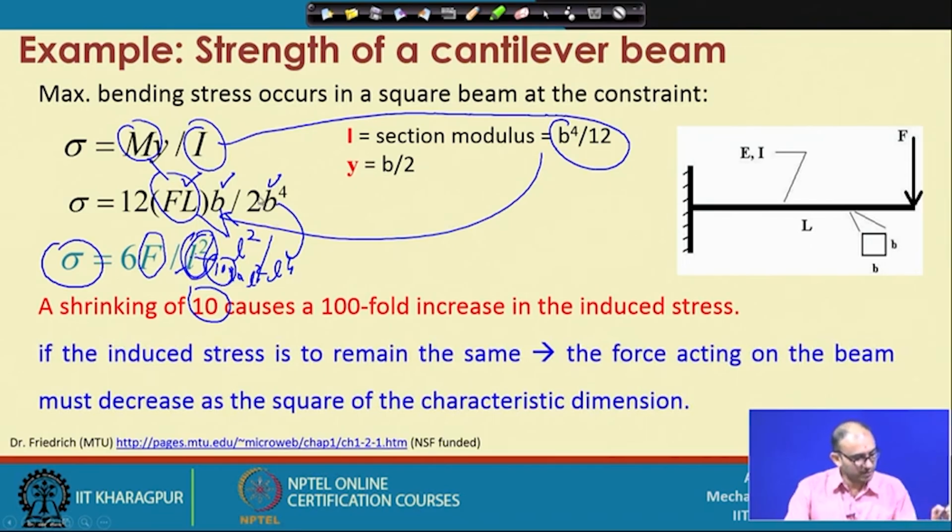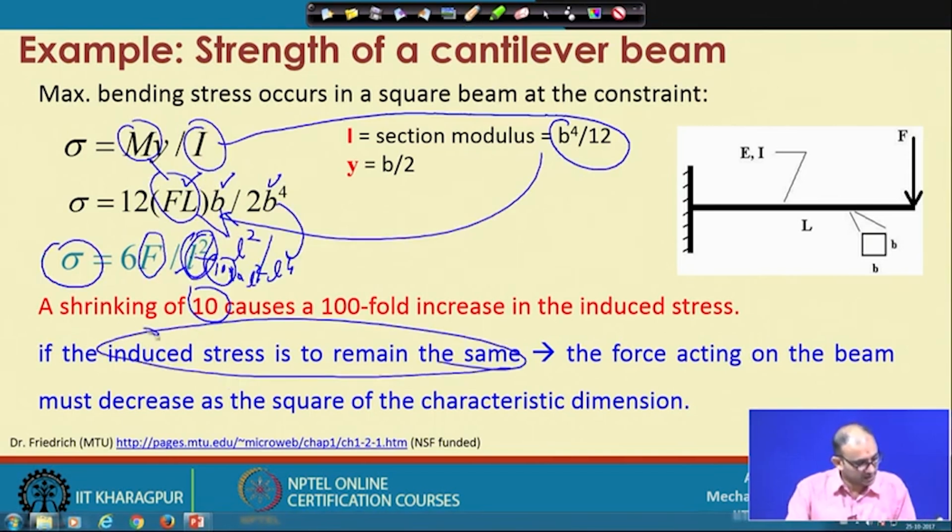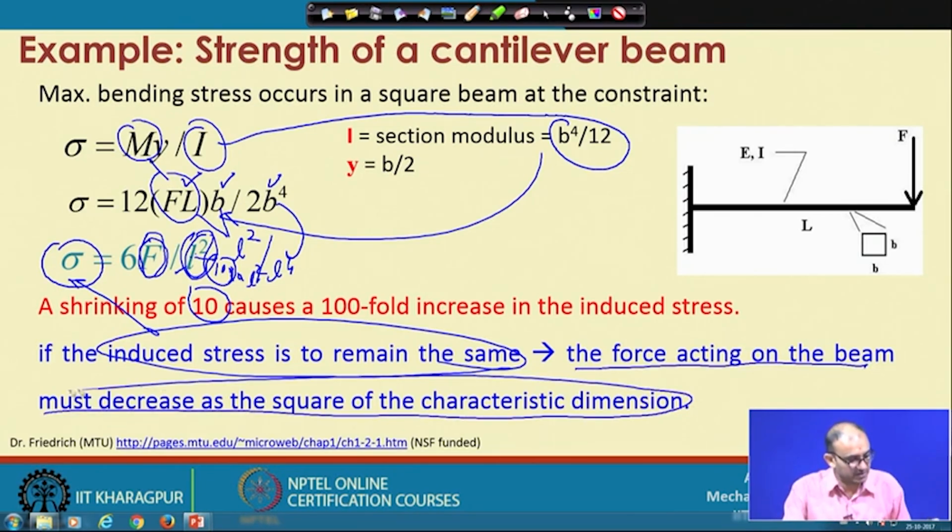Now, let us take another way, and let us keep the induced stress the same. Let us fix this particular thing. If you want to keep this, then we have one other variable, that is called F, right. So, if you are keeping the stress value constant, then the force acting on the beam must decrease as the square of the characteristic dimension. Why is it happening like that?